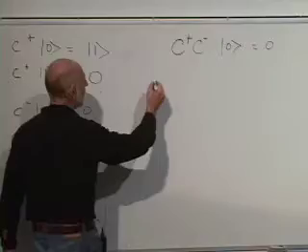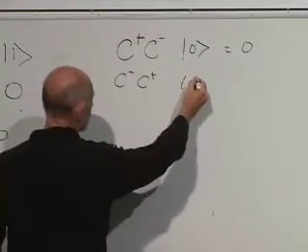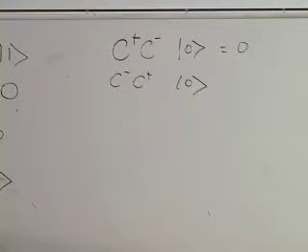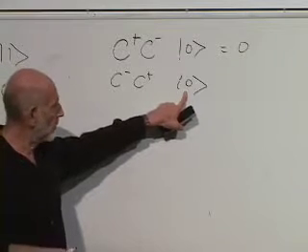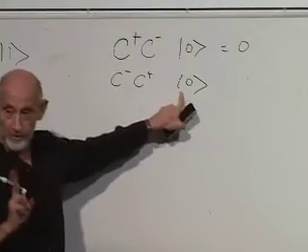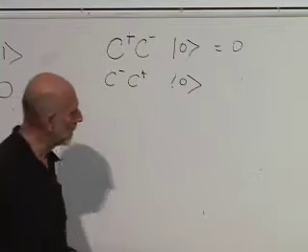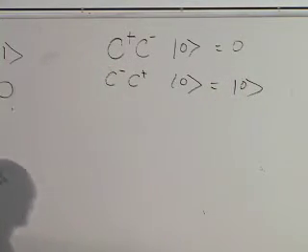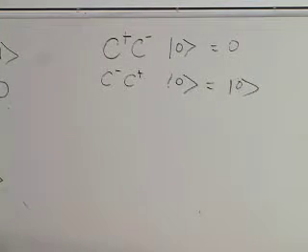What about C minus times C plus on O? What does that give? C plus, when it acts on O, gives 1. And then C minus gives O. Let's call it O as opposed to 0. So this gives back this state. In other words, it gives back exactly the same state.